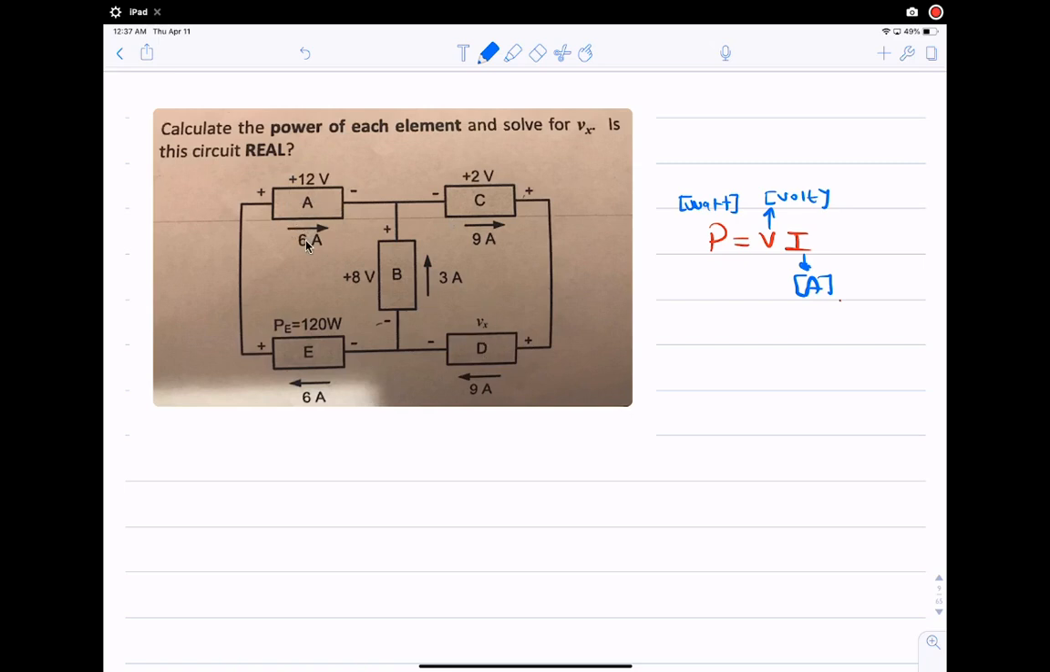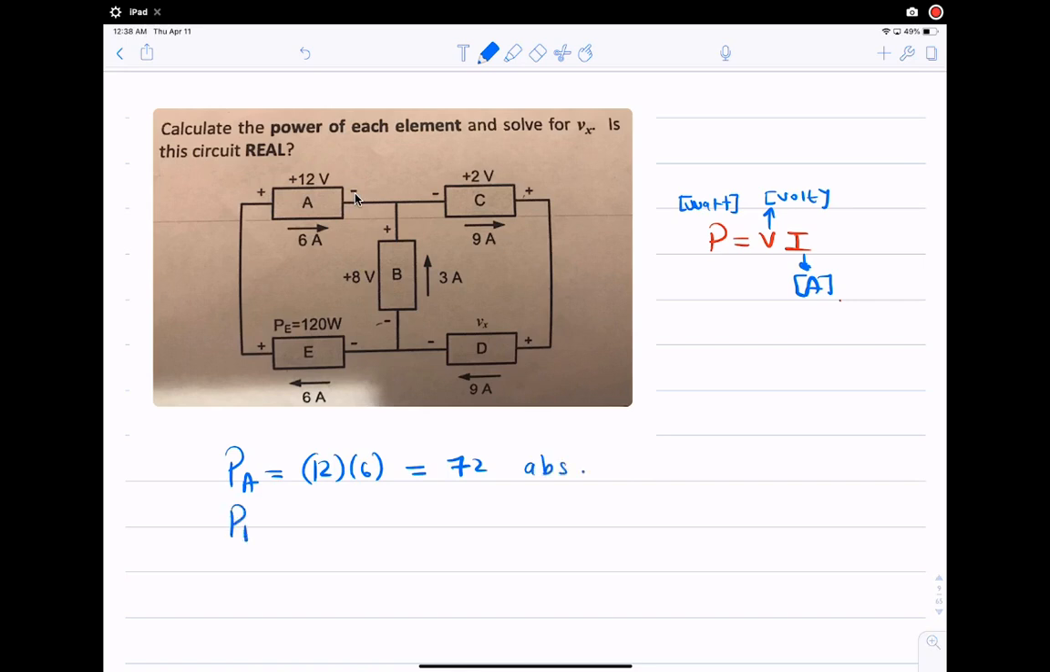So the power for element A, I'm going to call it PA, equal, as we mentioned here, it's V times I, so the voltage here is 12 times the current is 6, so 12 times 6, and this would equal 72. Alright, now let's talk about the sign. There's a positive 12, I'm moving from a positive to a negative. That means from a high to a low, that means absorb.